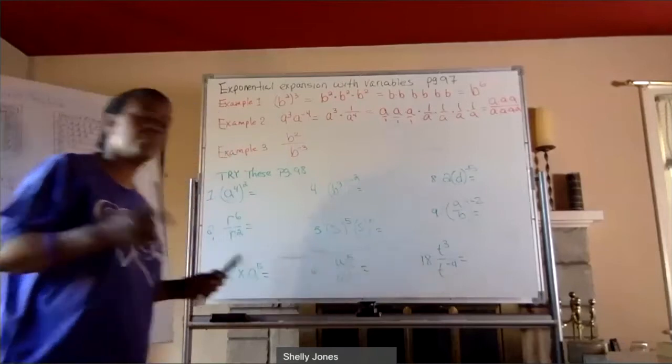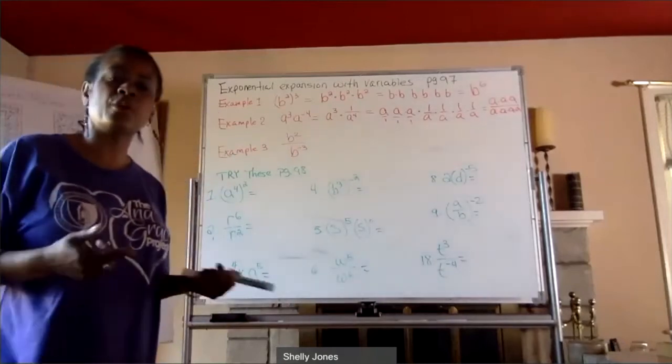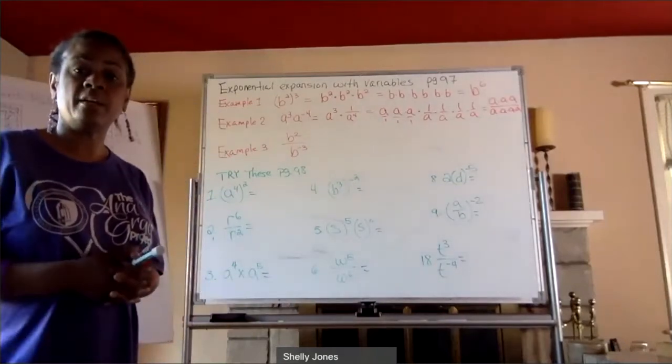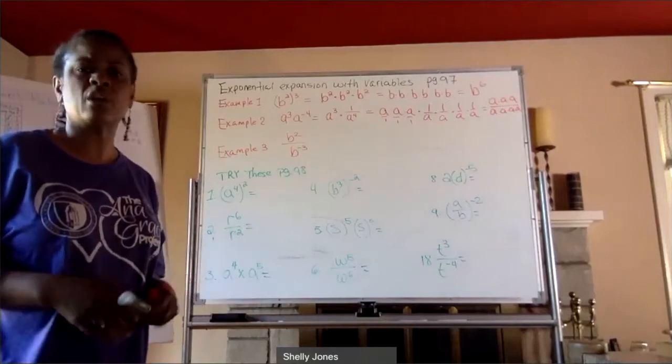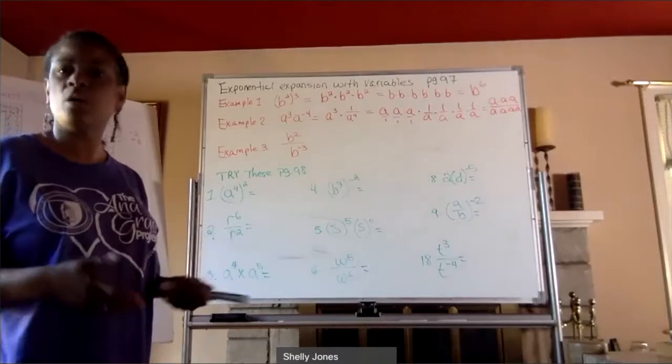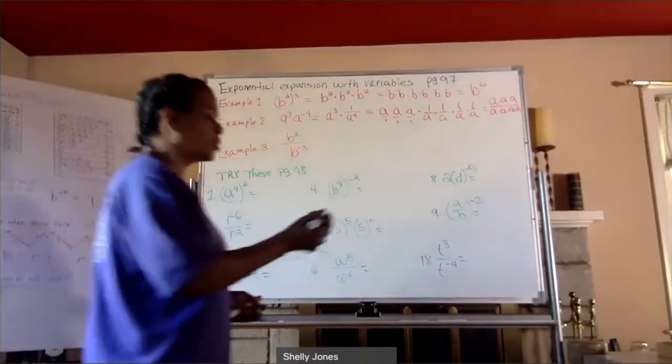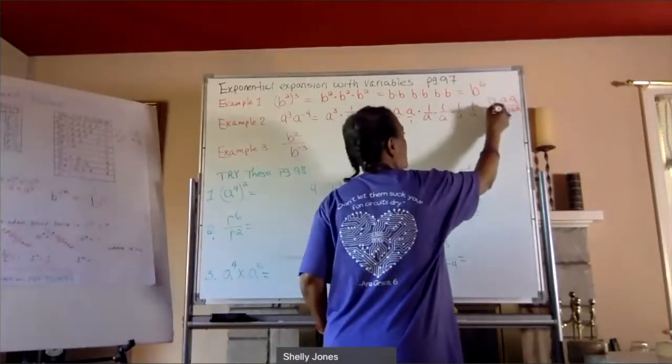And with all of that, I know that a over a equals 1, right? A divided by a is 1. So we could say that part cancels out, or we can just say 1 times 1 is 1, and so forth. So basically, I have these a's that cancel.